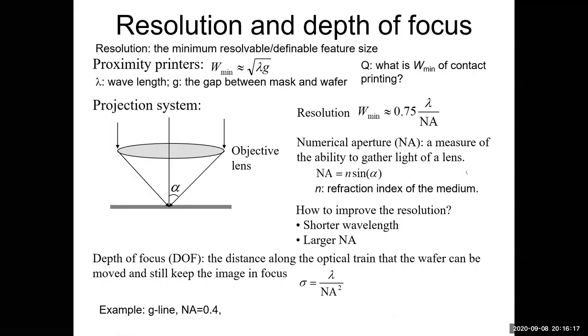For example, let's say we have lambda of 4 micrometer, and G is 10 micrometer. The distance between the photomask and the wafer is 10 micron. Then the minimum feature size that can be defined by this proximity printer will be what? 4 times 10, which is 2 micron. Micron times micron is micron square, and the square root gives a micron, so the unit is right.